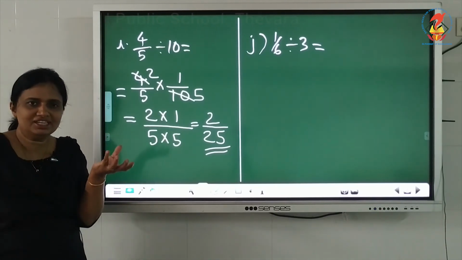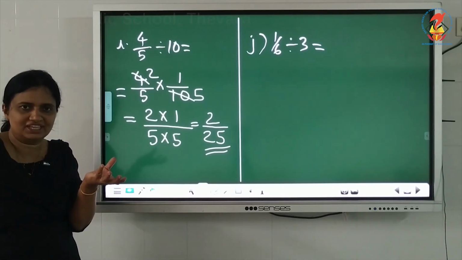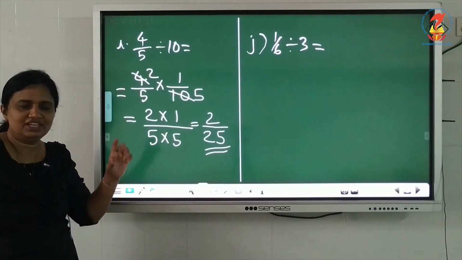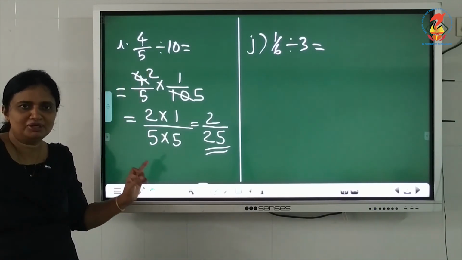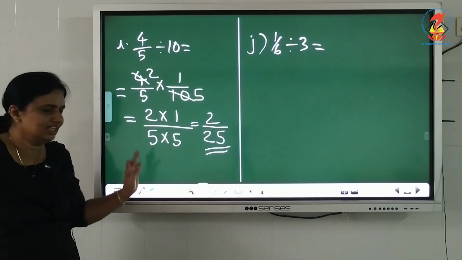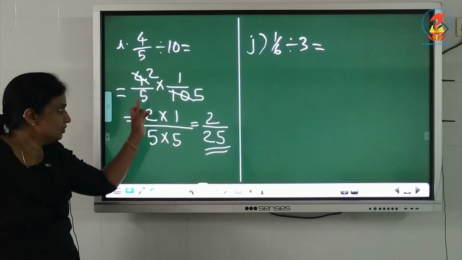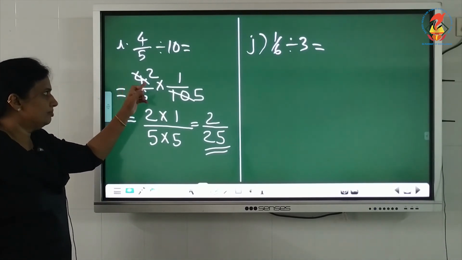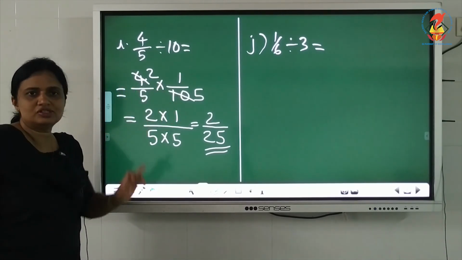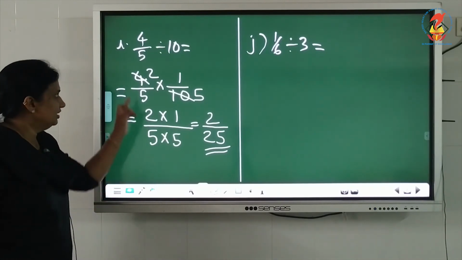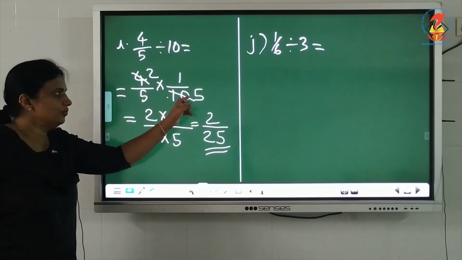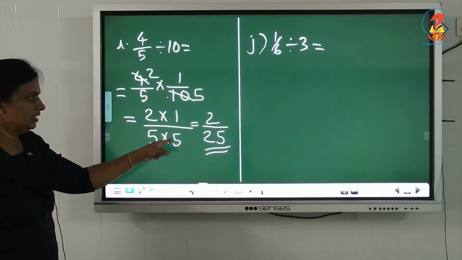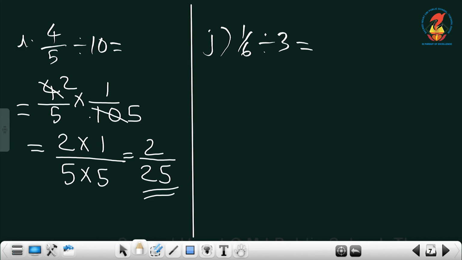Again we need to make it into the lowest term, 4 by 50. We need to find the HCF of 4 and 50. After that we need to divide the numerator and denominator by the HCF. Then only you will get the lowest term. Then this one is easy for you, right? Yeah. We can cut 4 by 2 and 10 also by 2. Then 2 2s are 4, 2 5s are 10. Then the answer is what? 2 by 25.